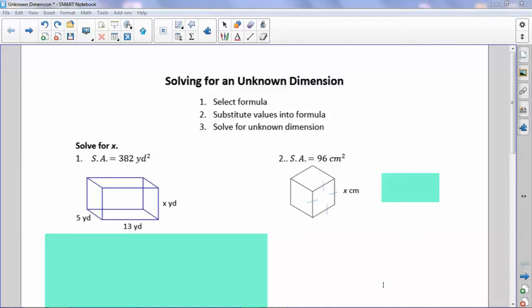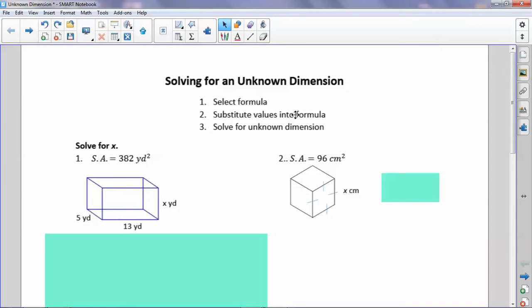So today we're going to talk about solving for an unknown dimension. This is when you know the surface area or the volume, and you're missing one of the sides or the lengths. Now, the first thing you want to do is select the formula that you're going to use, based on the shape and the answer they have for you.